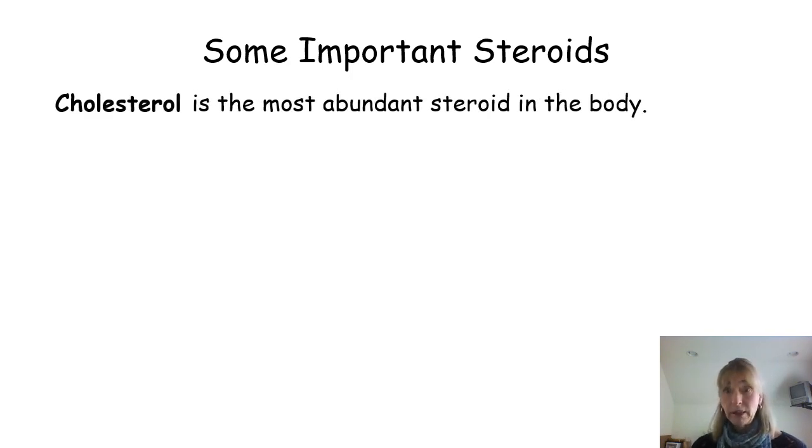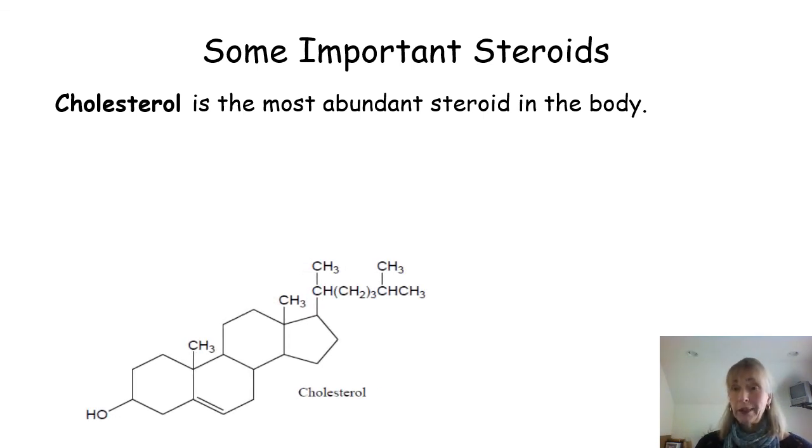Cholesterol, we said, was an important component of the cell membrane. It is the most abundant steroid in the human body. Here it is. We look at it and immediately it pops out. Here are our 4 rings: 3 six-membered cyclohexane rings and 1 cyclopentane ring. That same configuration.